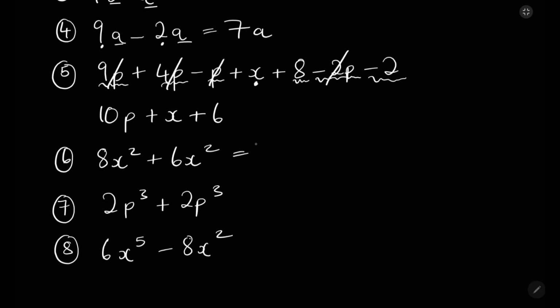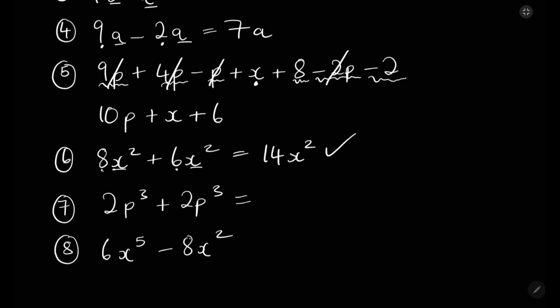Let's try 8x to the power 2 plus 6x to the power 2. Are these like terms? We have x and x, same variable. We have to the power 2 and to the power 2, same exponent. So these are like terms. We will say 8 plus 6, which is 14. We then write our variable, which is x to the power 2.